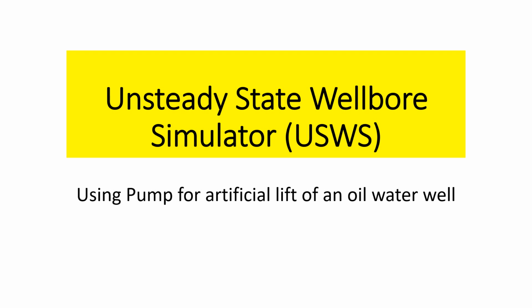In this tutorial for the unsteady state wellbore simulator USWS with black oil PVT properties, we're going to show how to use a pump for artificial lift of an oil water well. We're going to run a case for an oil water well with declining reservoir pressure to find the reservoir pressure or time at which the well will stop flowing, and then to put a pump in to try to extend the production life of that well.